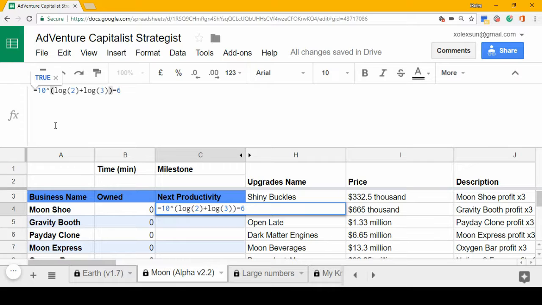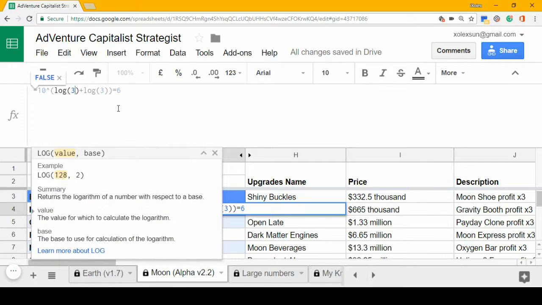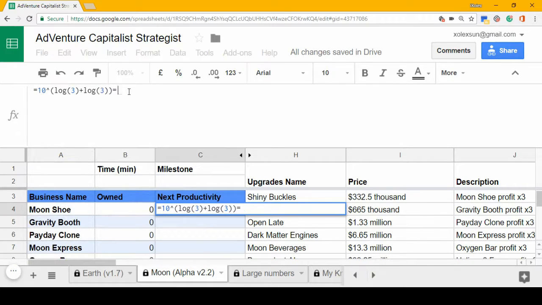You can try this for yourself on your calculators and you will get the value of 6 if you type in 10 to the power of log 2 plus log 3. You will get the value of 6. And now let's try out 3 plus 3 equal to 9. Let's see if it's equal to 9. So log 3 plus log 3, is it equal to 9? And the answer is yes, it is equal to 9.